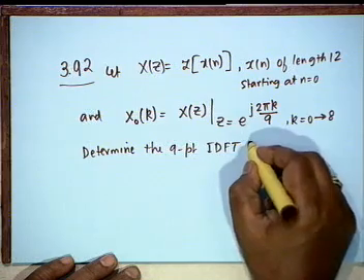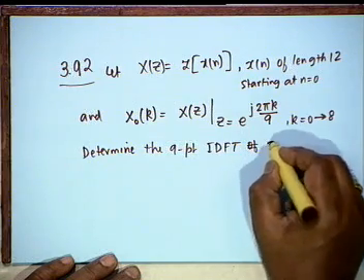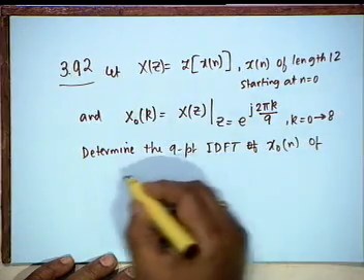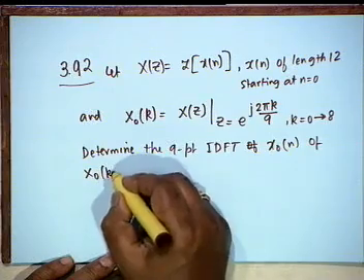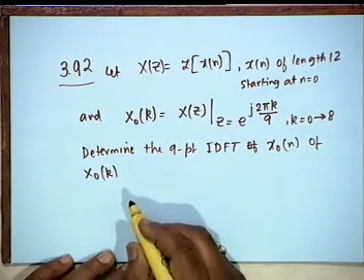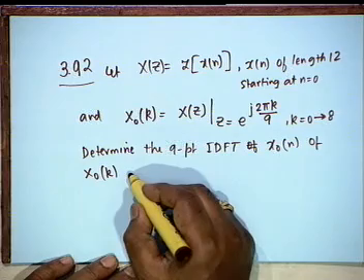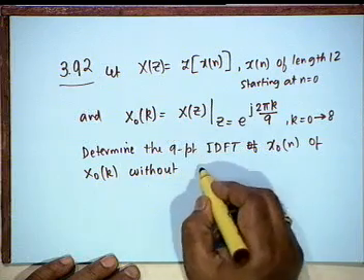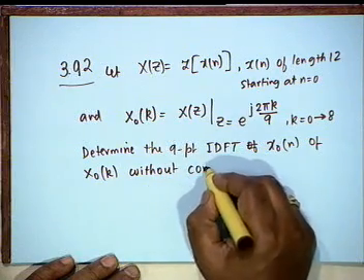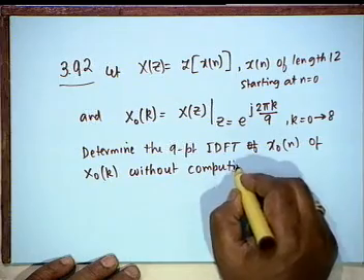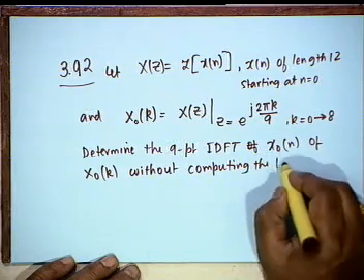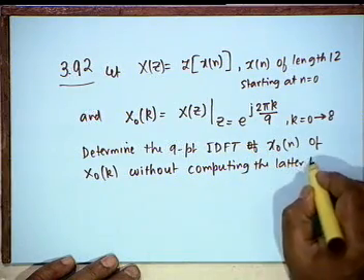but the problem is to determine the 9-point IDFT x0(n) of X0(k), that is, invert this DFT. The problem is, without computing the latter function. You must not compute X0(k), the latter function.